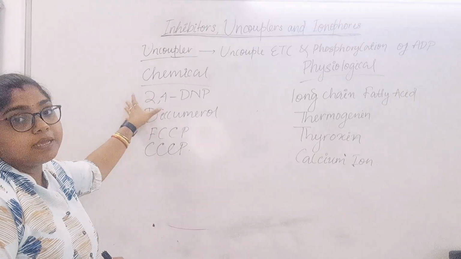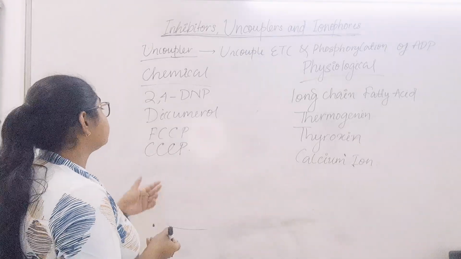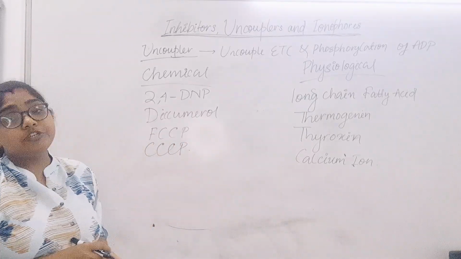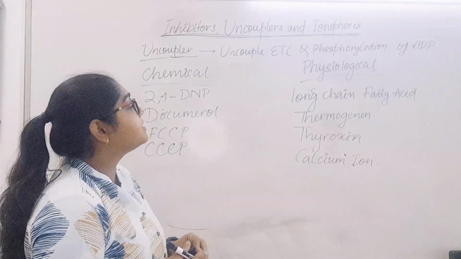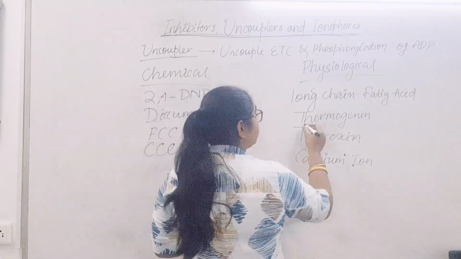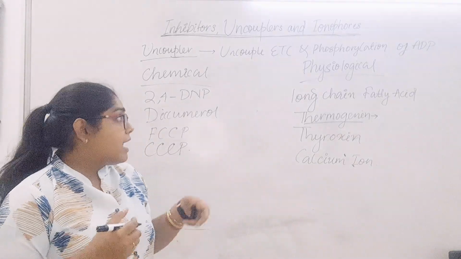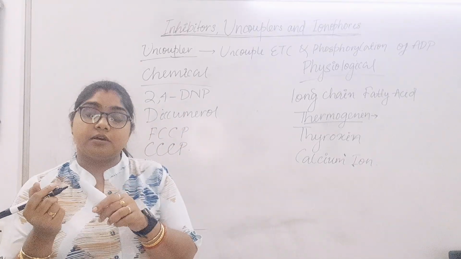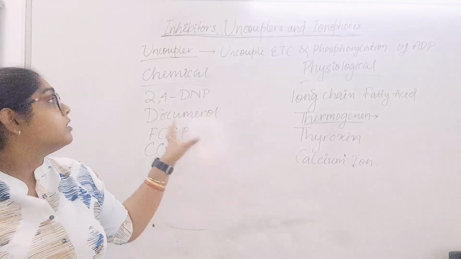Some are chemical uncouplers. The examples are 2,4-dinitrophenol, dicoumarol, then trifluoromethoxy carbonyl cyanide phenylhydrazone, then CCCP, that is carbonyl cyanide m-chlorophenylhydrazone. And in physiological uncouplers there are long chain fatty acid, thermogenin protein, thyroxine, calcium ion. Thermogenin is present in brown adipose tissue, which is present in newborn or hibernating animals. In this process it releases the energy derived from the electron transport in the form of heat, that is known as non-shivering thermogenesis. So this is about the uncouplers.